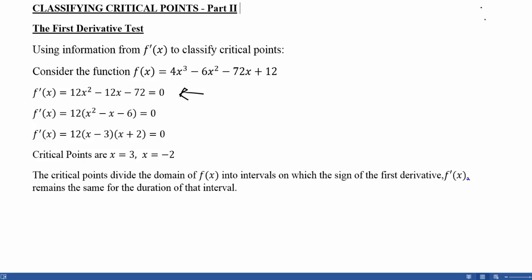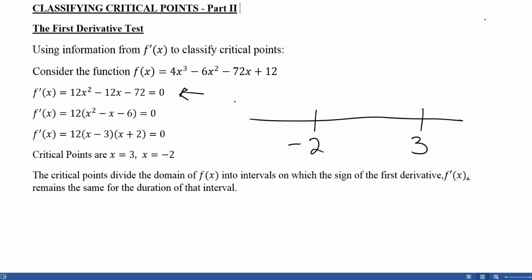So it turns out that the critical points divide the domain of f of x into intervals in which the sign of the first derivative remains the same for the duration of that interval. So what does that mean? For example, the original function is defined for all values of x. So that means we are going to divide up the entire number line at x equals 3 and x equals negative 2. So negative 2 is going to come on the left of the number line to 3.